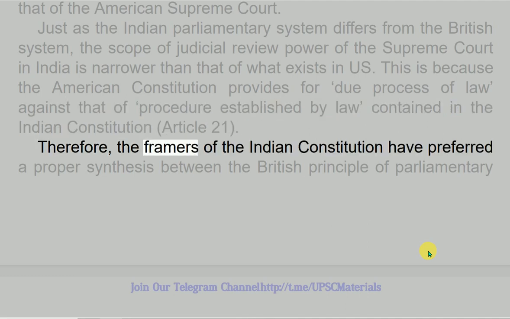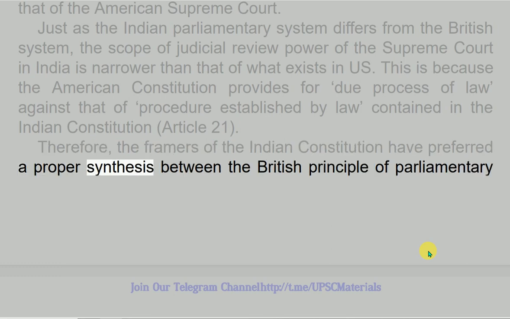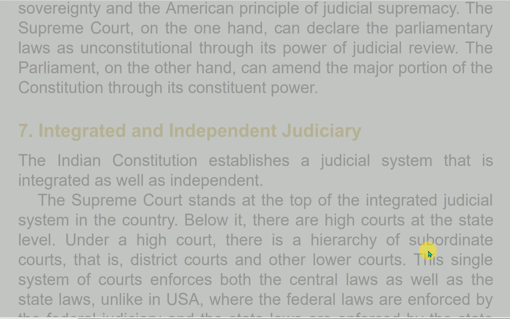Therefore, the framers of the Indian Constitution have preferred a proper synthesis between the British principle of parliamentary sovereignty and the American principle of judicial supremacy. The Supreme Court, on the one hand, can declare the parliamentary laws as unconstitutional through its power of judicial review. The Parliament, on the other hand, can amend the major portion of the Constitution through its constituent power. 7. Integrated and independent judiciary.